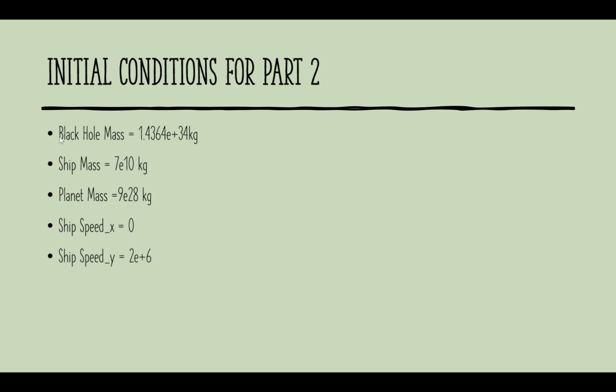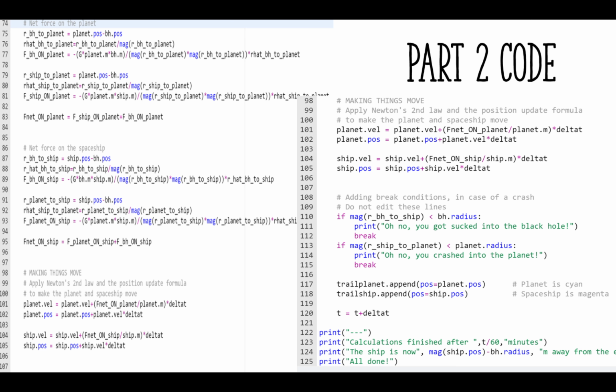So there's that number again, the black hole mass. Now we have a ship's mass, a planet's mass, and the ship speed, which is technically a vector, so it's 0, 2 times 10 to the 6, 0, and those are in kilometers too. That's for part 2, which is another wall of text, I'm sorry. We have the net force on the planet up here: black hole to the planet, ship to the planet, and we get Fnet on the planet by adding those together. Then we have the same thing again for the ship. Then we make our velocity update and position update right here, based on how those things move.